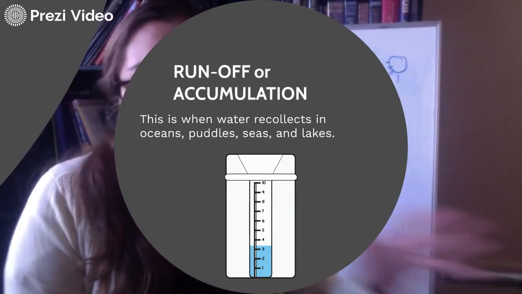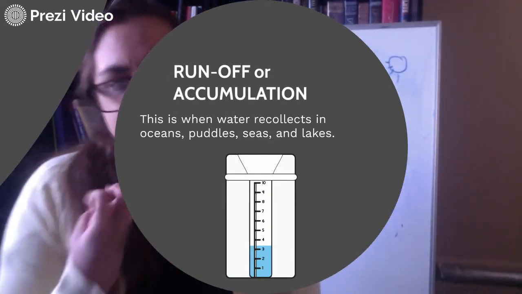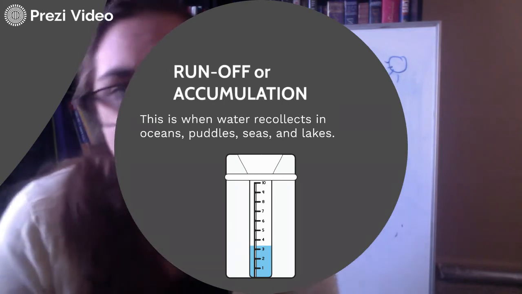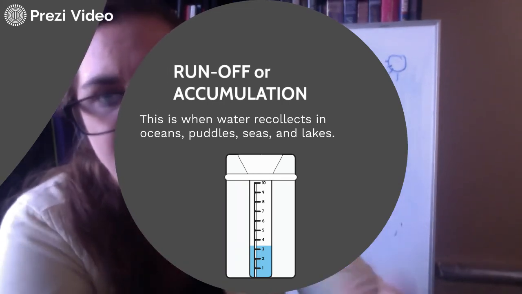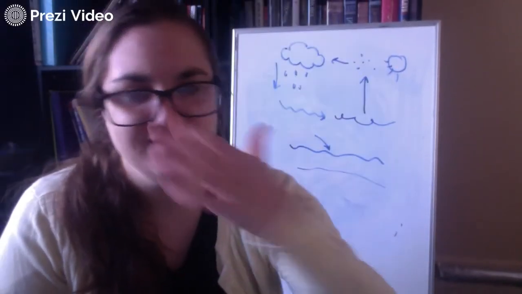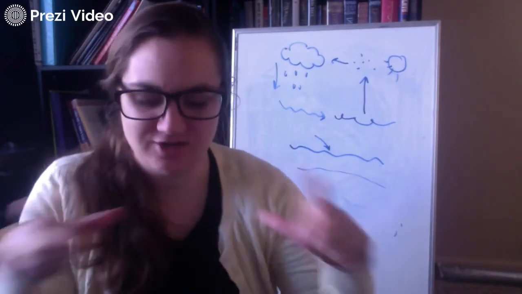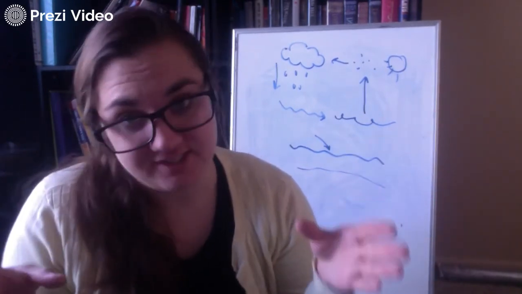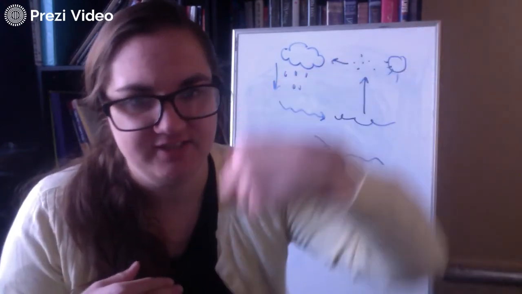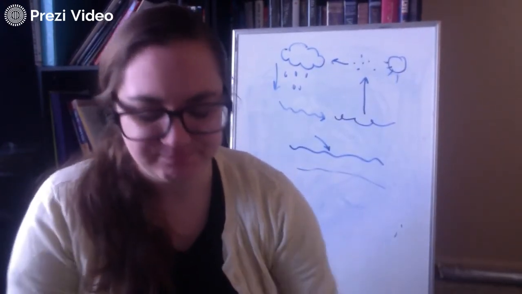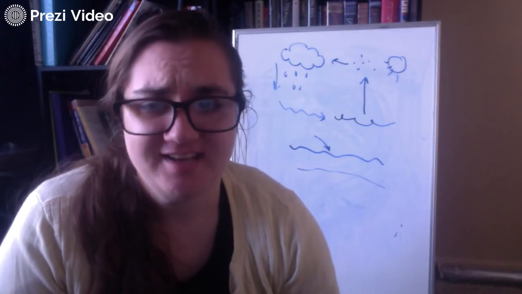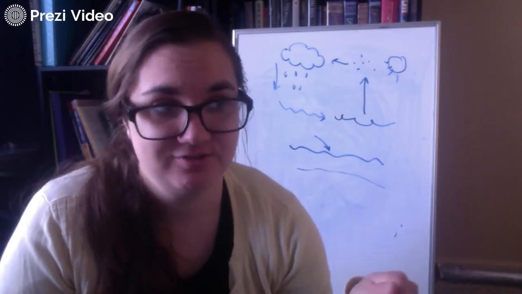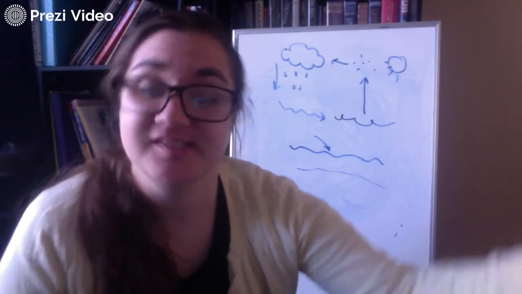Runoff or accumulation, this is when water collects in the oceans, puddles, seas, and lakes. So this is just the part, like if you've ever seen in Pueblo, they actually have really cool drains, especially by the river walk. They show like this drain goes back to the Arkansas River and stuff like that. Like you'll see the water traveling down into that drain. And so that is actually the process of runoff, right?